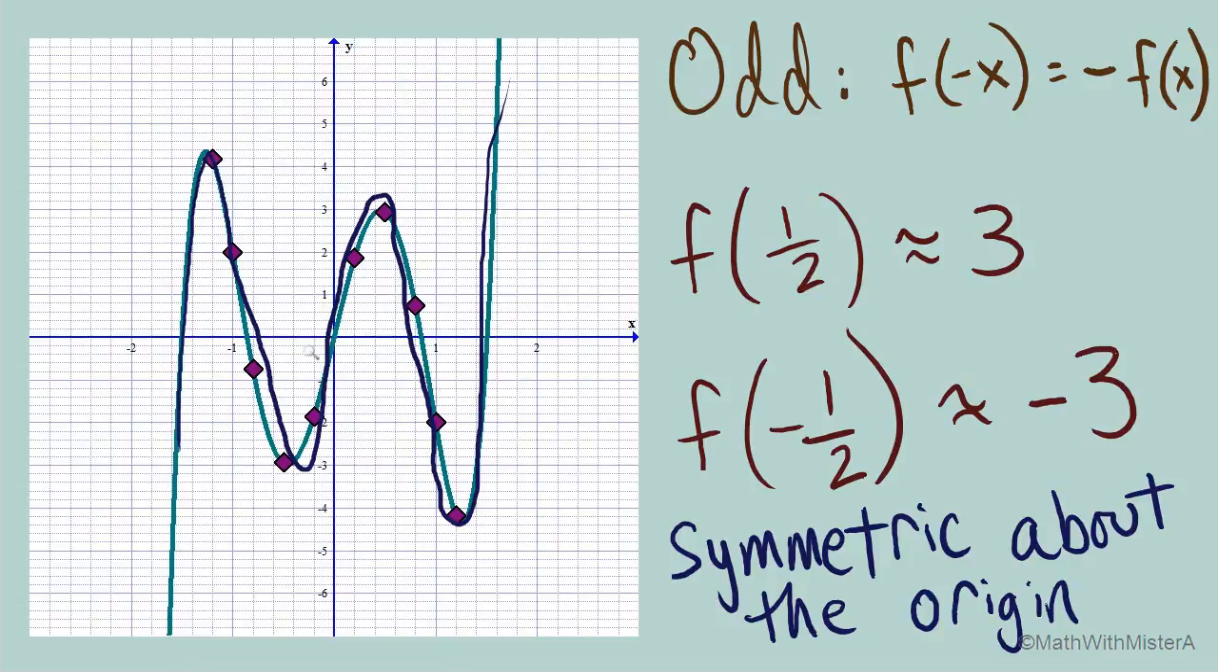And symmetric about the origin is this idea that if we were to rotate this graph by 180 degrees, it would look exactly the same. And this is a result of this statement being true, that if you look at how the function compares with positive values compared to inputting negative values, you'll see that putting in negative values gives the opposite function value, and that's an odd function.